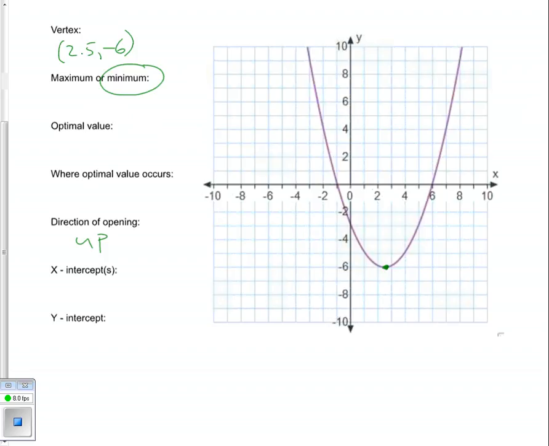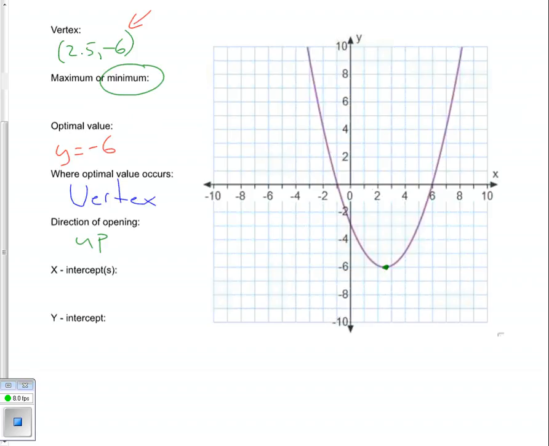The next thing that we can determine is the optimum value. The optimum value is always the y value of the vertex. Since we know where the vertex is, we can determine the optimum value, which is given to us right here: y is equal to negative 6. That is our optimum value. We can determine where that optimum value occurs because it always occurs at the vertex. The next thing we need to identify is the intercepts, either the x-intercepts or the y-intercept.